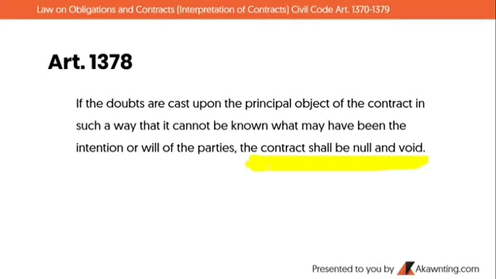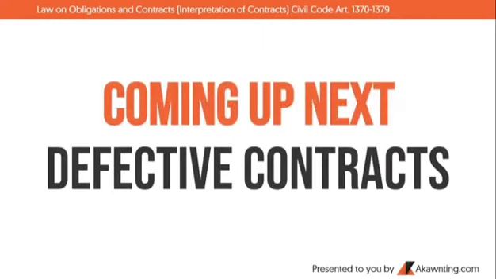So kapag null and void 'yun, ibig sabihin kung nakapagbayad na yung isa, kailangan niyang ibalik 'yun kasi that payment is not based upon any contract. Okay? So that is Article 1378 paragraph 2. Okay? So I believe that is the last, okay? Okay, so that is the last topic on the interpretation of contract.